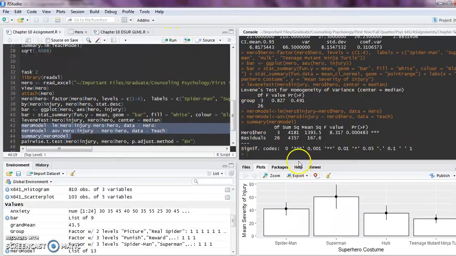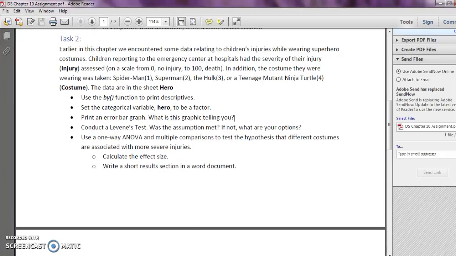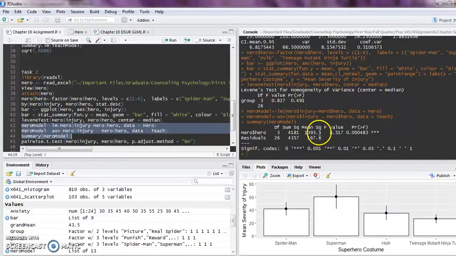Yay! So we just ran the one-way ANOVA. That's what we have to run. Yep, sticking to it. So we ran our one-way ANOVA, and our F tells us the overall effect of costumes on the severity of injuries. So here, our F value is 8.317. So we do have a significant effect because this is way below 0.05. So yeah.